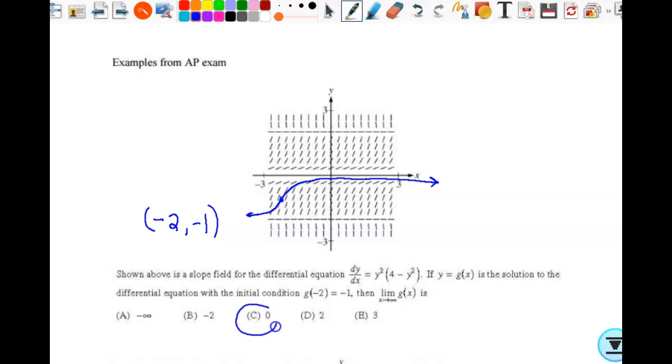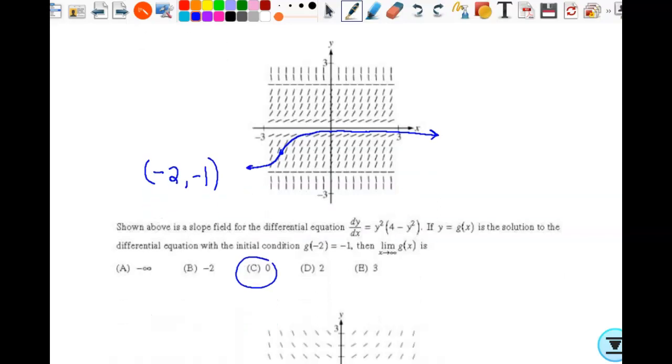There you go, 0. So guys, if my initial condition was in quadrant 3, I would have a different answer, because that curve would approach that y equals 2 horizontal asymptote. Okay, so you got to find that point, find the initial condition, because my answer would be different if we had a different initial condition. Everybody okay there? All right.